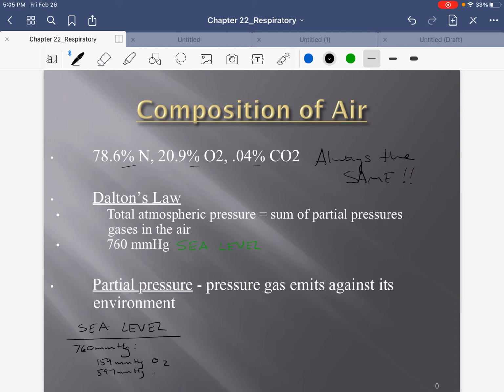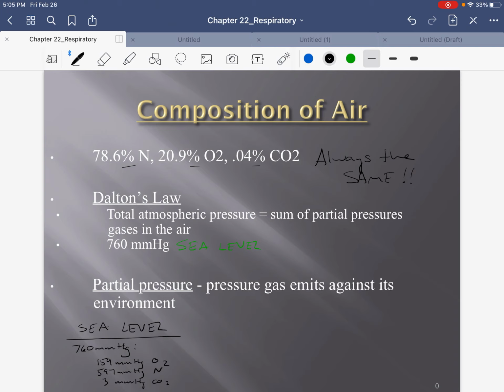597 of that is nitrogen. And then we would do 0004. I gotta think for a minute. You're making me think, darn it. Somewhere about 0.3 is CO2. Did I do that right? 597 plus 159 equals, oh, it should be not, see, I did the math wrong. About 3 or 4 of that is carbon dioxide.